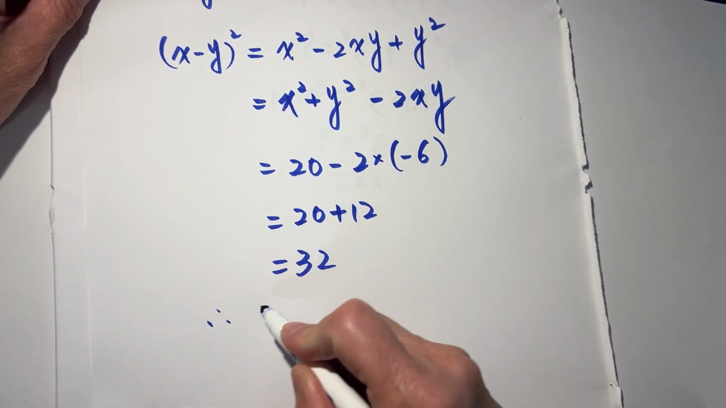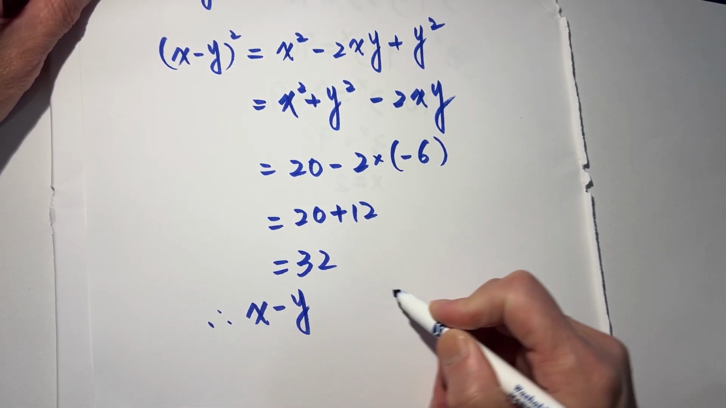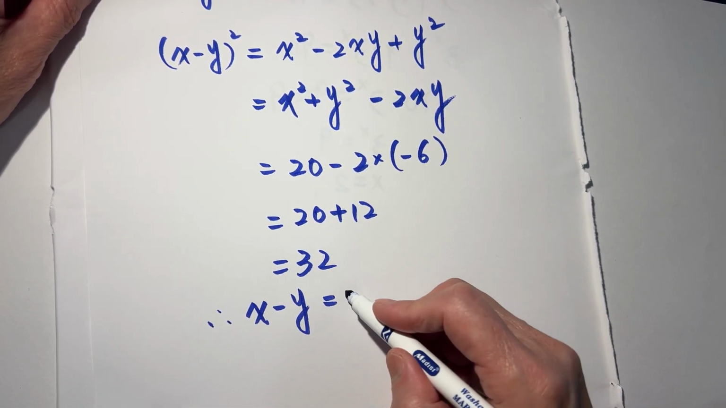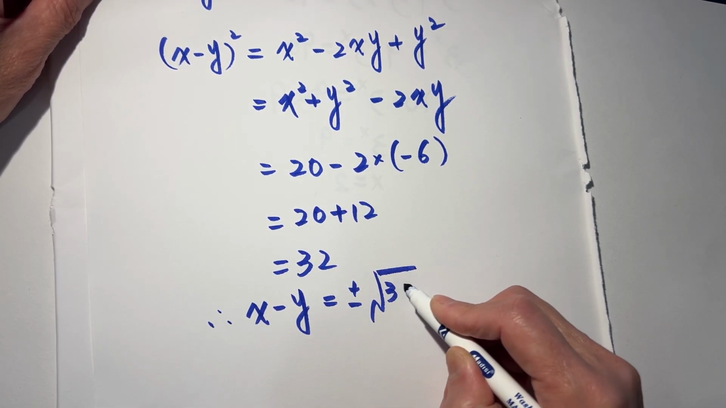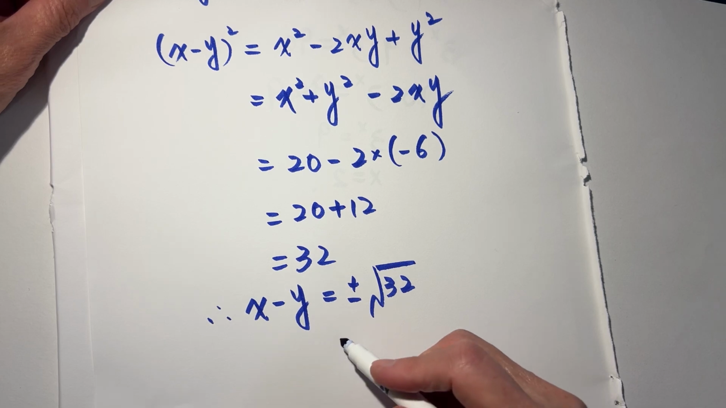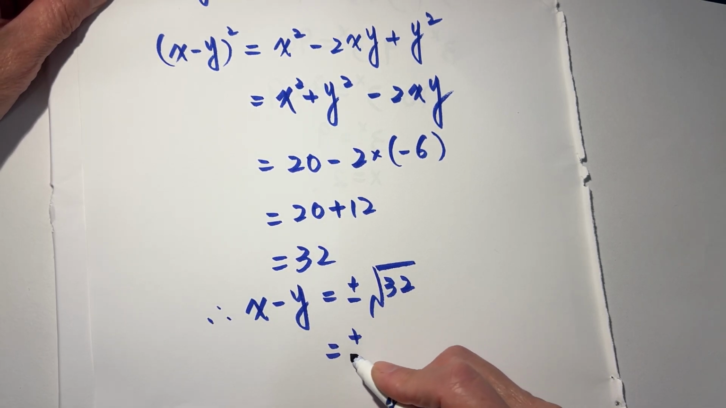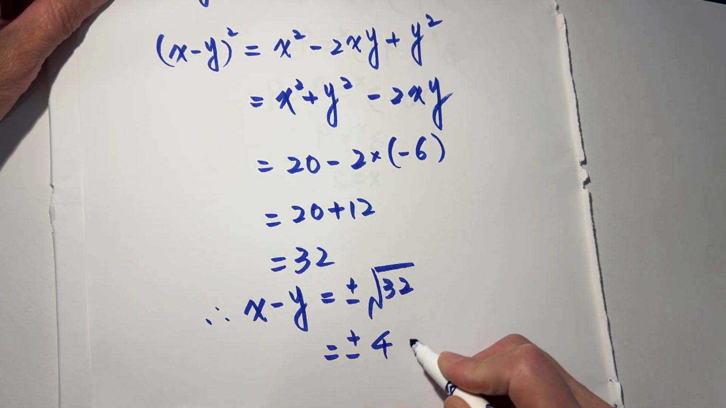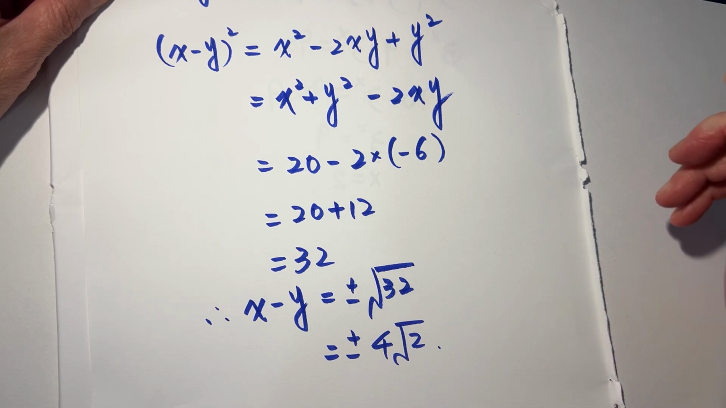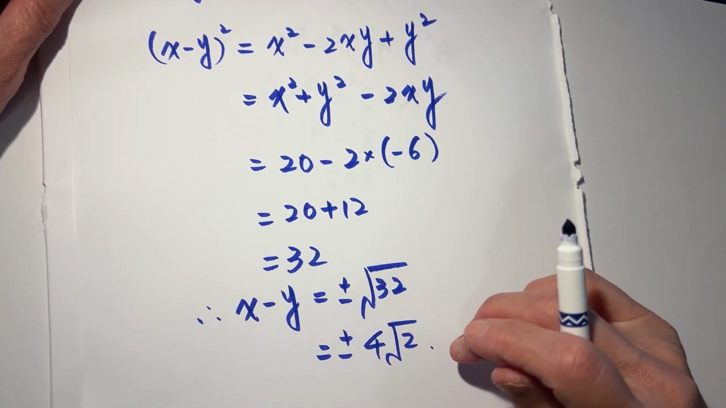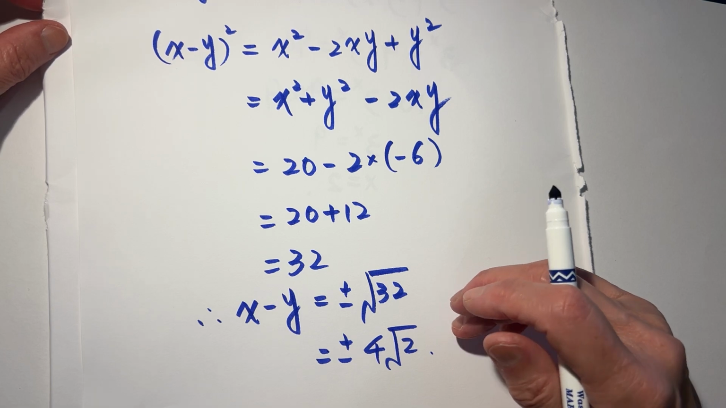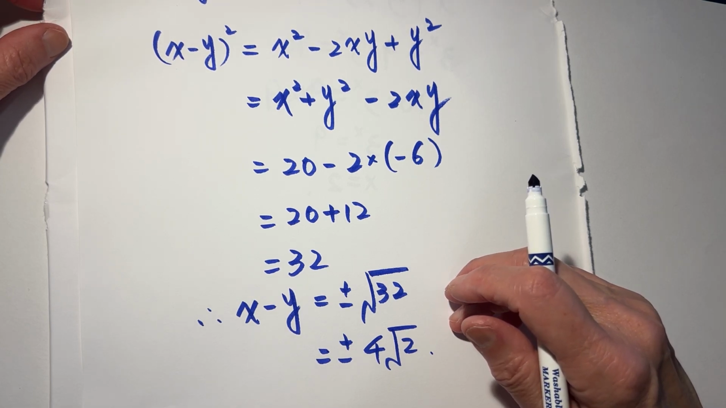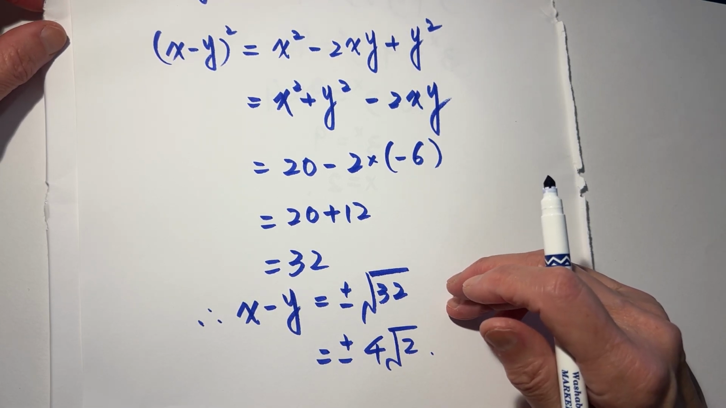So x minus y equal to positive, negative, root 32. And positive, negative 4 times root 2. Theoretically, we know this answer, but I just cannot guess which this number is.